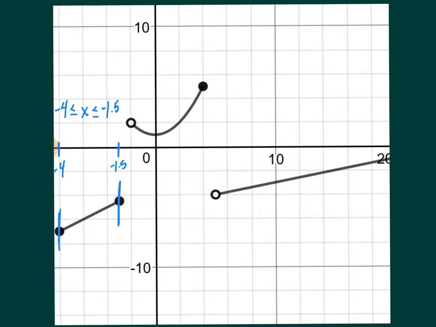And then for the next part, we have -1 and we have 2. So for this section, x is greater than, because this is an open circle, -1, and less than or equal to 2.